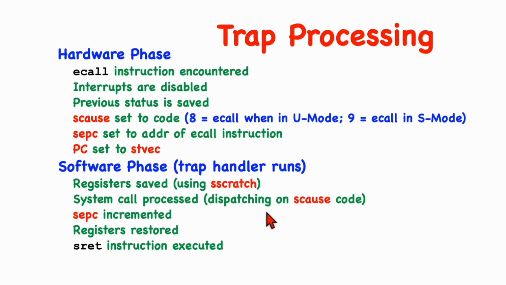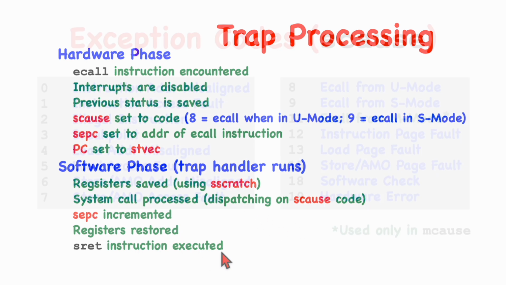And then when it's ready to return to the code that was suspended, it will increment the SEPC register by 4, right? Remember, it was set to the address of the eCall, so we want to resume with the instruction after that. And it will also restore the general purpose registers. And finally, the trap handler will end with the execution of the SRET instruction, which will restore the previous value of the interrupts enabled bit and the previous mode.